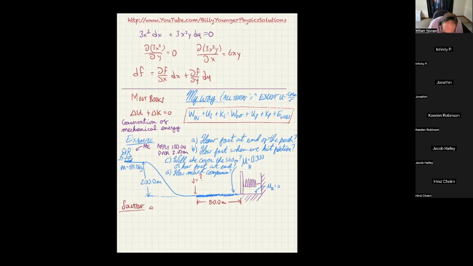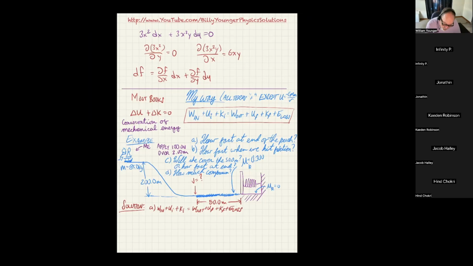Part A. So for part A, what I'm going to do is realize that work in is going to be, well, let's actually write it this way. Work in plus U initial plus K initial is equal to work out plus U final plus K final plus E loss. The key thing when using this equation is you make sure you account for each type of energy and you count it only once.